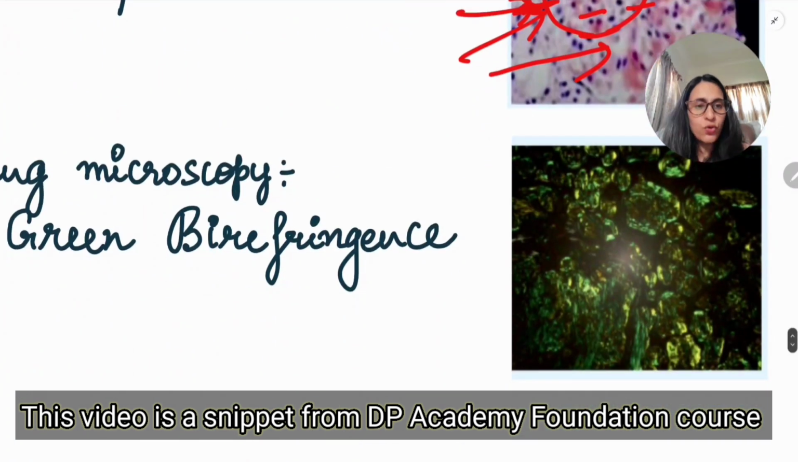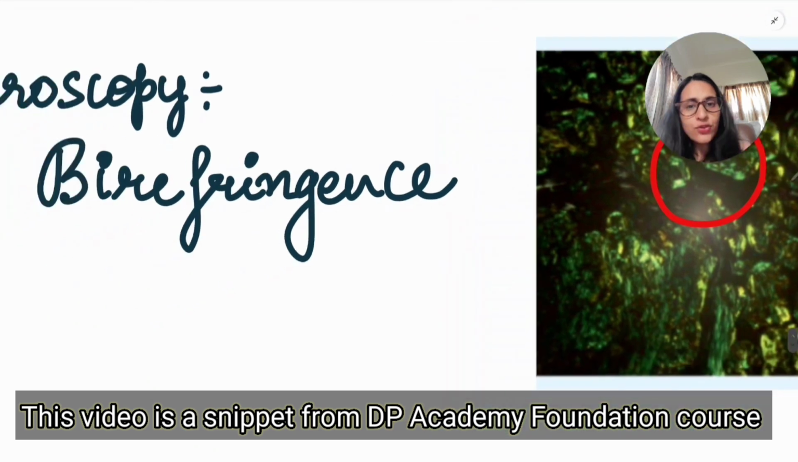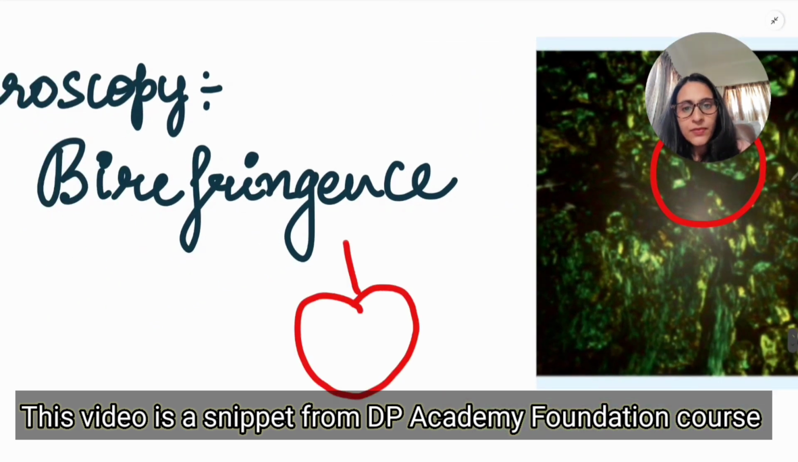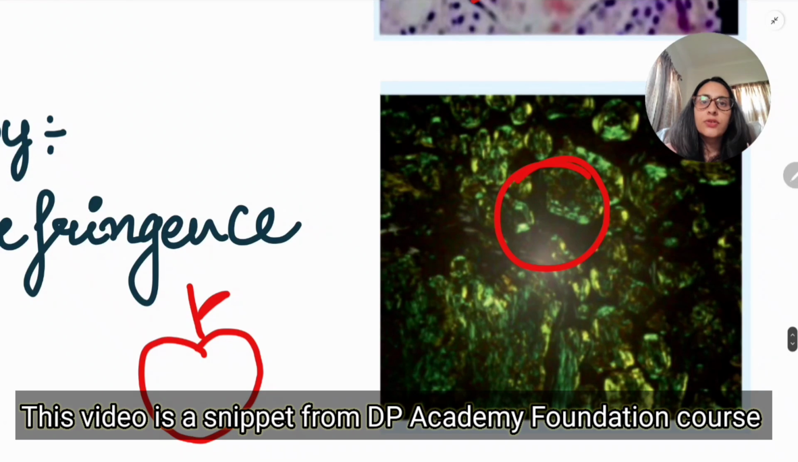On the polarizing microscope, it gives apple green birefringence. So you can actually see the apple green color. Apple green color birefringence is a classical feature of amyloidosis on the polarizing microscope. This you need to remember. This is asked in second year. This is asked in NEET exam. Very, very, very important point.